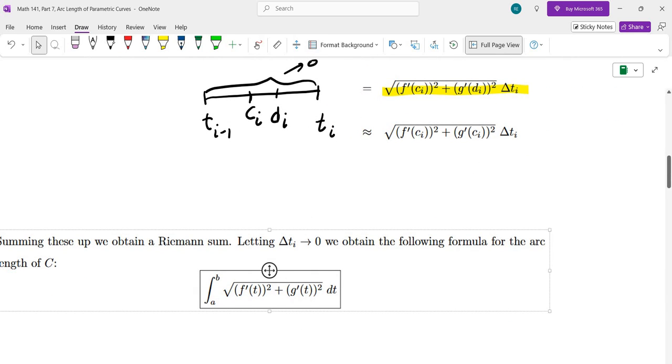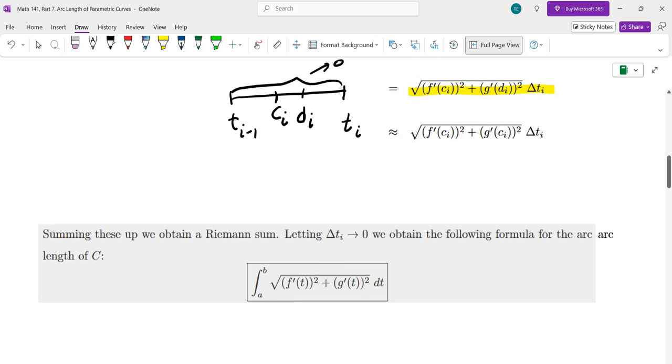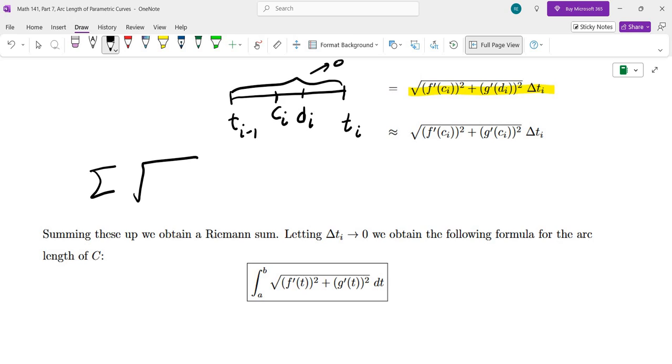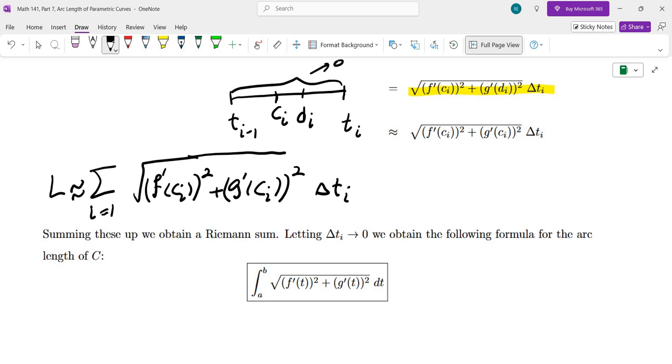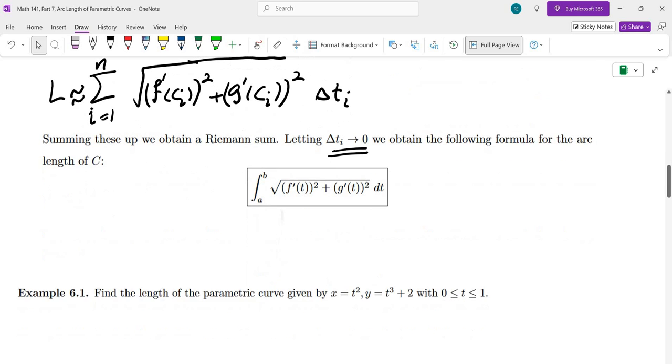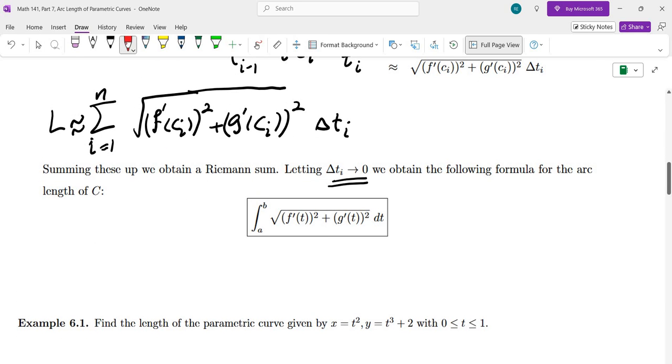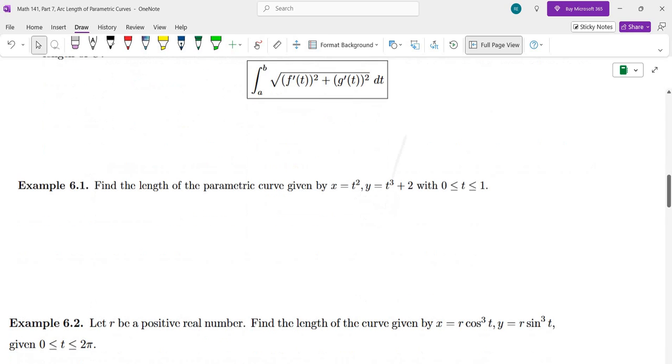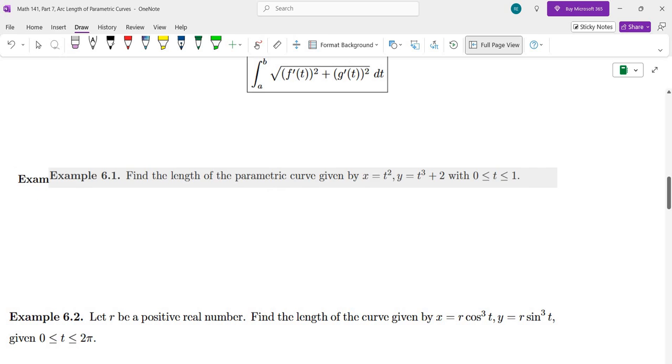So that means the total length of the arc from A to B is going to be the sum of the square root of approximately f prime of ci squared plus g prime of ci squared, times delta ti, with i going from 1 to n. As we let delta ti go to 0, we get this integral from a to b of this function, which is the square root of f prime squared plus g prime squared. Now we'll do a couple of examples on this.